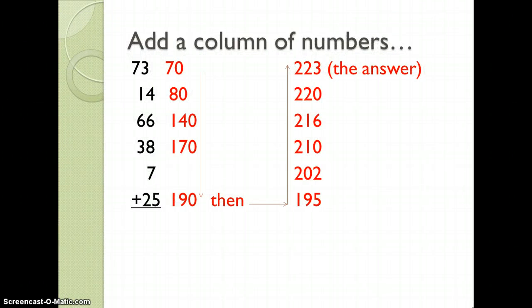So here's the answer we have. Ignoring the ones column, we're going to count up the tens column first. So 70 plus 10 is 80, plus 60 is 140, plus 30 is 170, plus 20 is 190. Skipping the 7 as it doesn't have a tens column. Then, swing the 190 over, we can now add the ones column. 190 plus 5 is 195, plus 7 is 202, plus 8 is 210, plus 6 is 216, plus 4 is 220, plus 3 is 223.